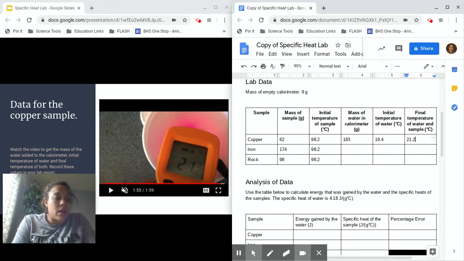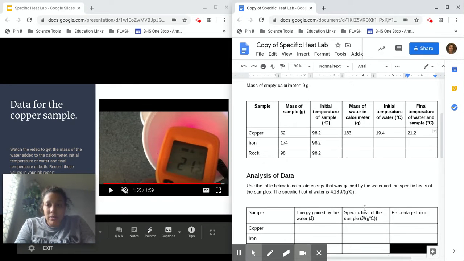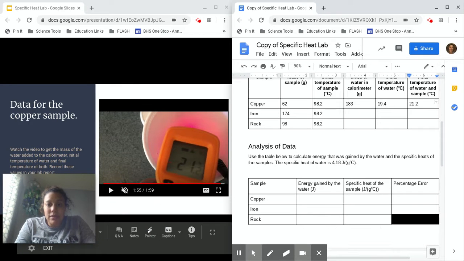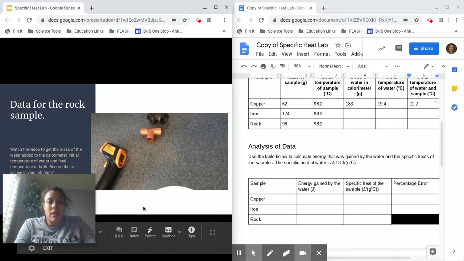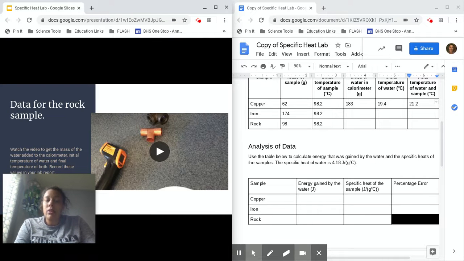Okay. Next up is going to be figuring out some calculations. So I'm just going to scroll a little bit so you can see what I'm doing and have that reference point again. Data for the iron and data for the rock go in the same order of what I just walked you through. It just takes a little bit longer to figure out that final temperature, so be patient and do your best to pick whatever recorded temperatures you think are necessary.